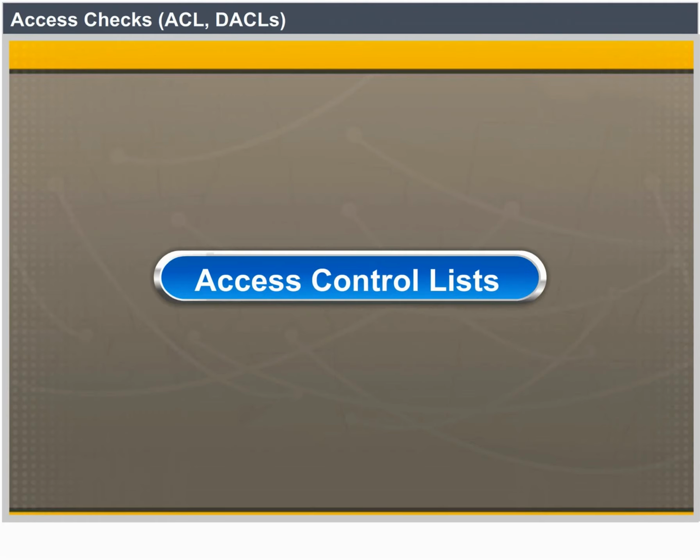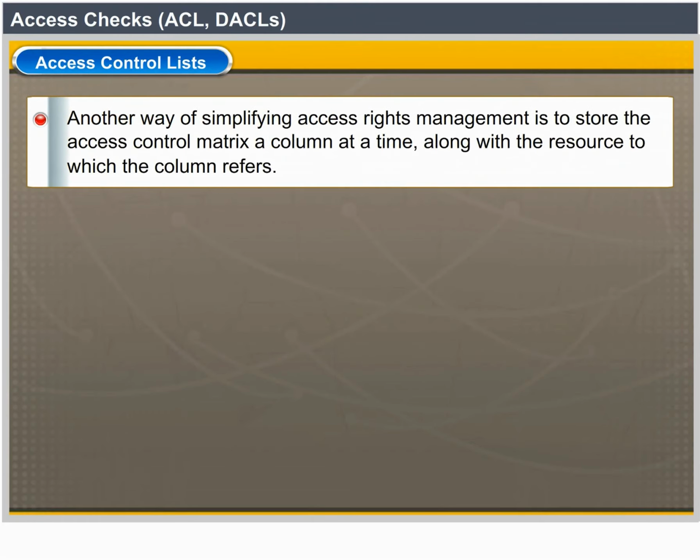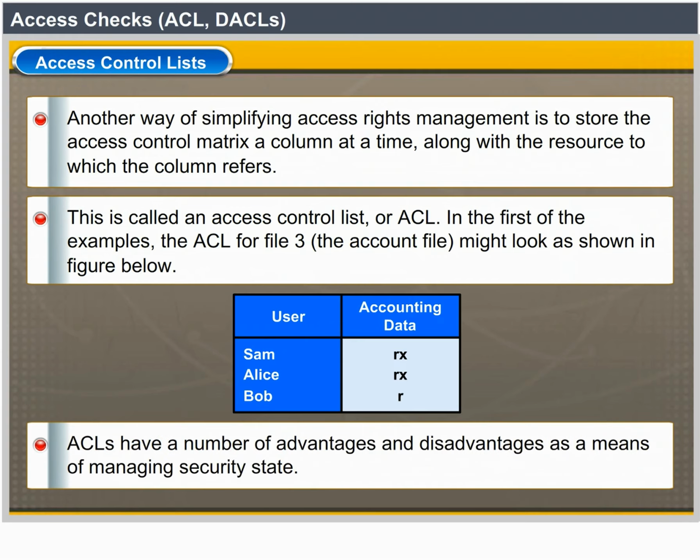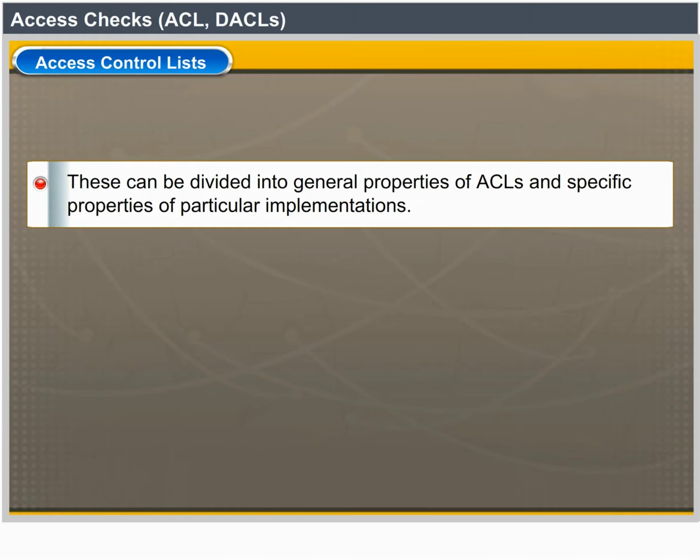Access control lists. Another way of simplifying access rights management is to store the access control matrix a column at a time along with the resource to which the column refers. This is called an access control list or ACL. In the first of the examples, the ACL for file 3, the account file, might look as shown in the figure below. ACLs have a number of advantages and disadvantages as a means of managing security state. These can be divided into general properties of ACLs and specific properties of particular implementations.